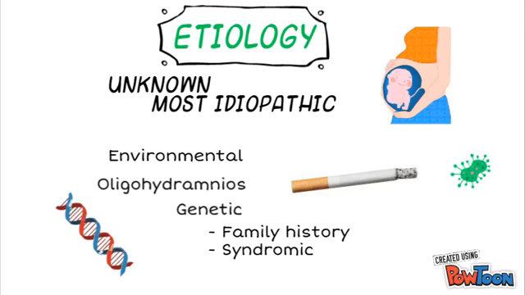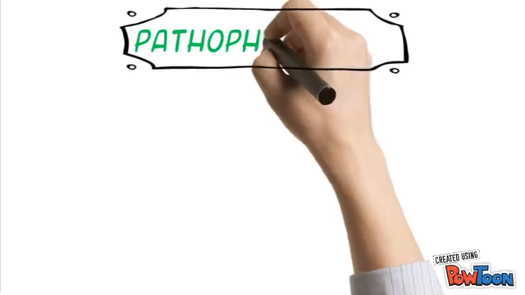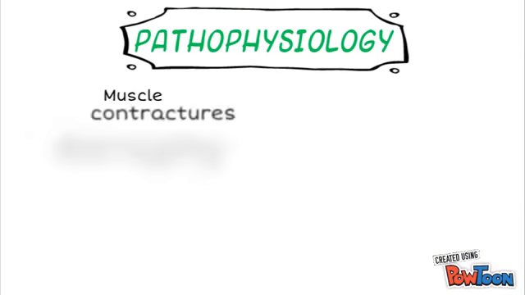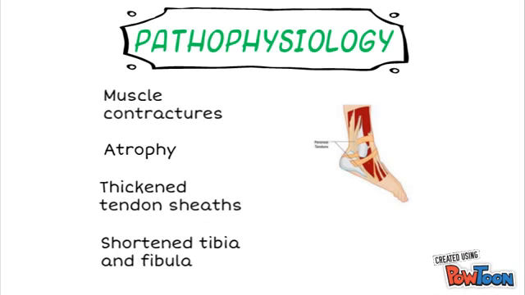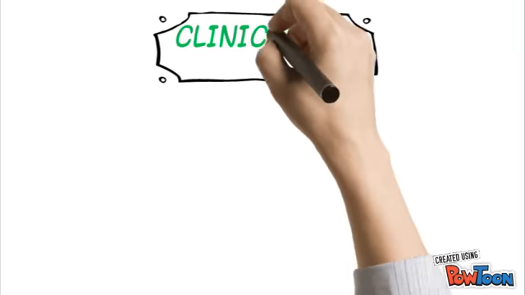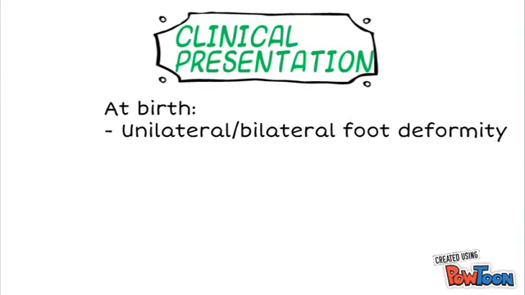Associations include environmental risk factors such as smoking, drug use, and teratogens, oligohydramnios, and genetic factors such as family history or other genetic syndromes. Clubfoot deformity is caused by muscle contractures, atrophy, and thickening of tendon sheaths, especially tibialis posterior, the peroneal tendons, and the plantar fascia. Shortening of the tibia and fibula is sometimes observed. As it is a congenital condition, it will be present at birth.